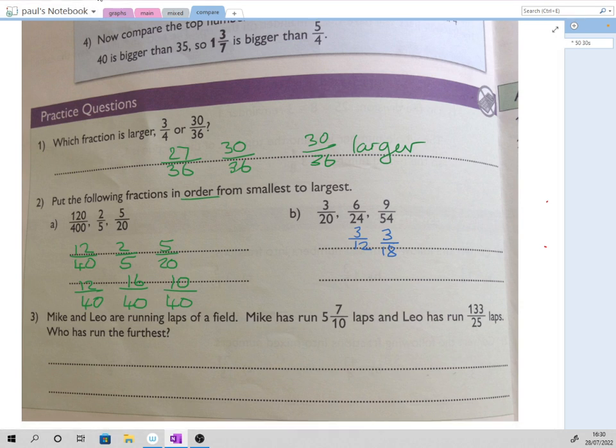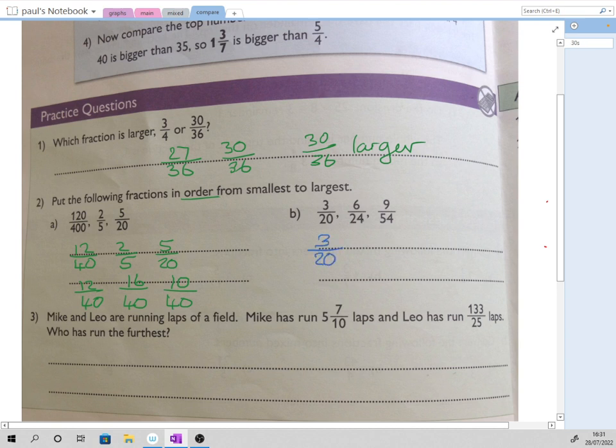So there you go. I've never come across one of these before. So I'm going to make the numerators all the same instead of the denominators. And then compare the denominators. This is an upside down question. So we've got 3/20. If I half this number, it becomes 3/12. And if I third this number, it becomes 3/18.